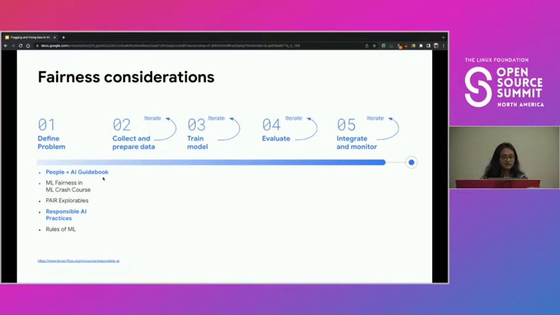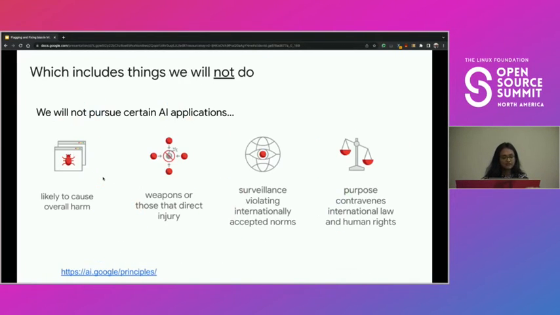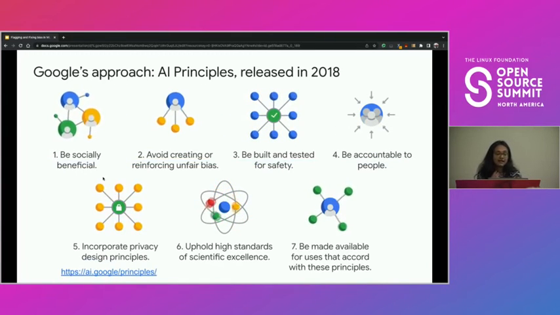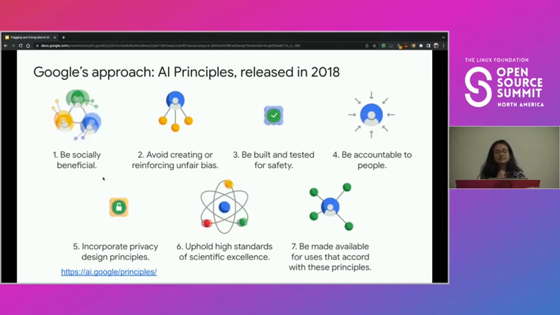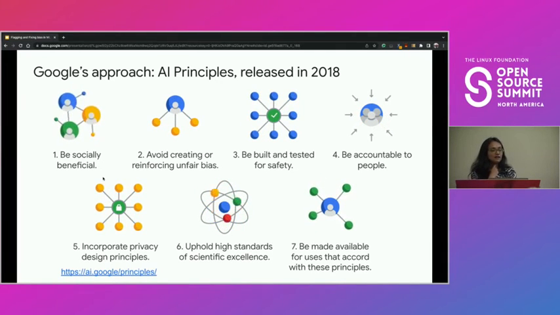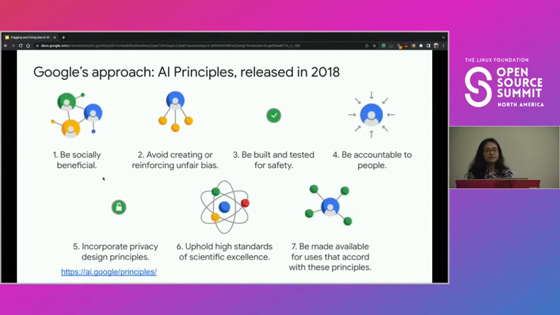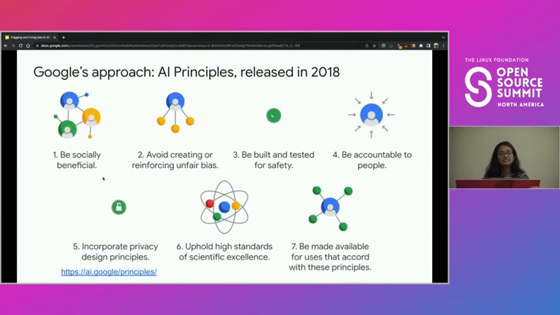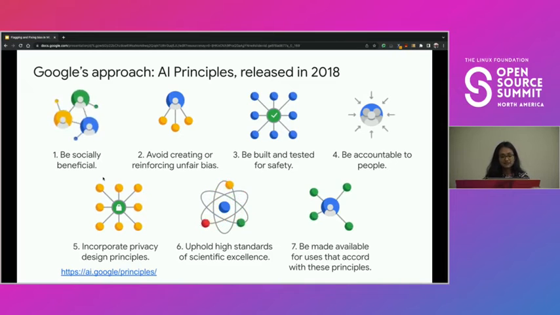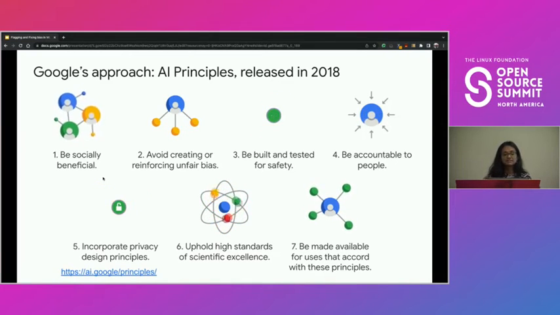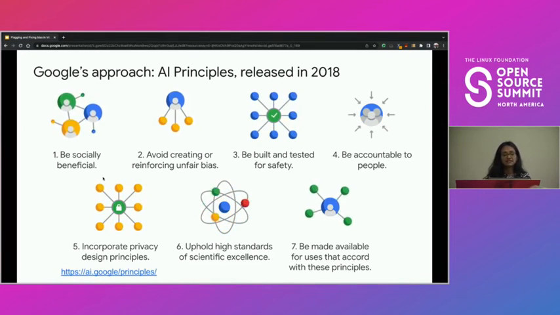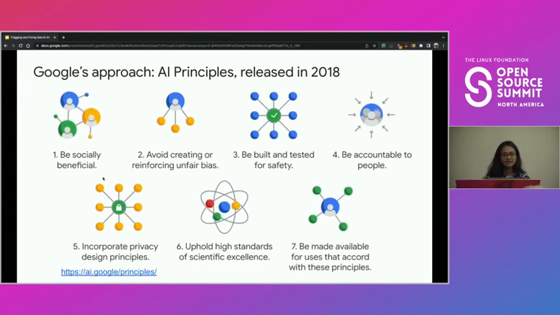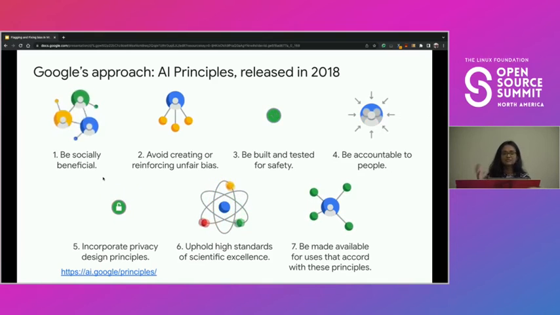So let's start with defining a problem. When you're defining a problem, we have the People plus AI guidebook and Google's AI principles. So think about using AI for socially beneficial causes, ensure that it's not reinforcing bias, and it's tested for safety. So these AI principles, and a lot of work essentially when you're designing fairness, goes into just doing this step right, and hence this is a very socio-technical concept.